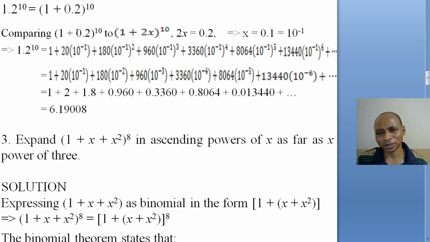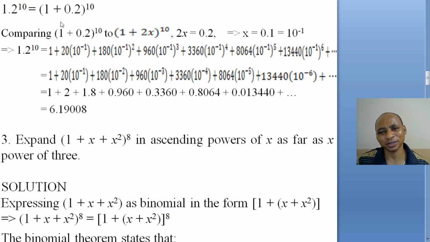And don't forget, the hence. So it means we are going to use our expression, our previous simplified term, to solve the subsequent question. And with this, we try to express 1.2 raised to the power 10 in the form 1 plus x raised to the power 10.